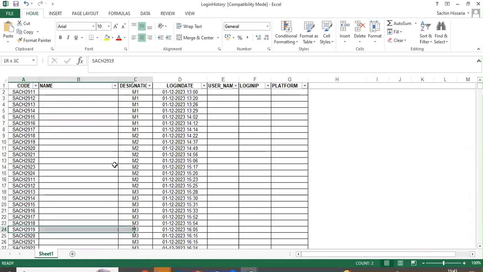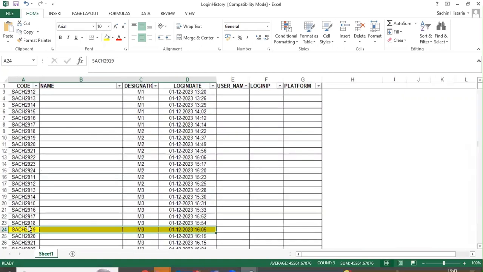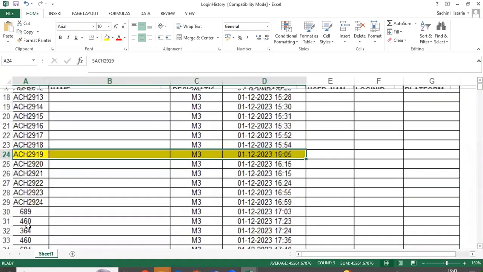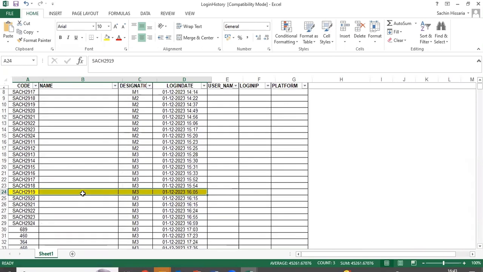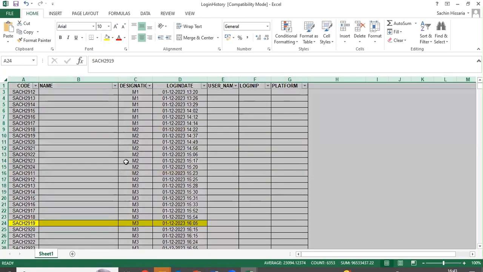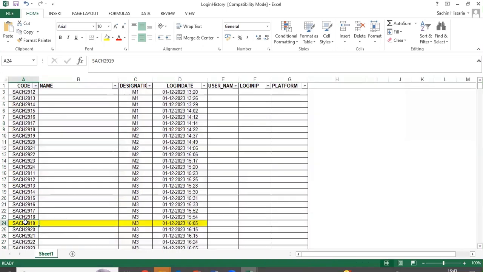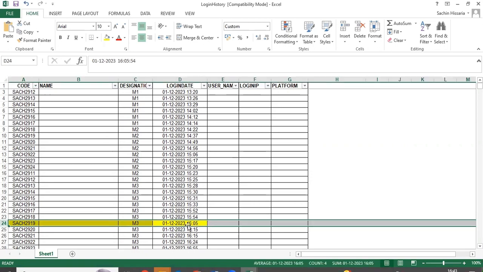Now let me check. For example, here you can see this employee has done the login on this date. What is the meaning of this? That this employee has shared their ID password with some other employee, and some other employee has done the login into the application. So this is how you can find out the password sharing related instances.